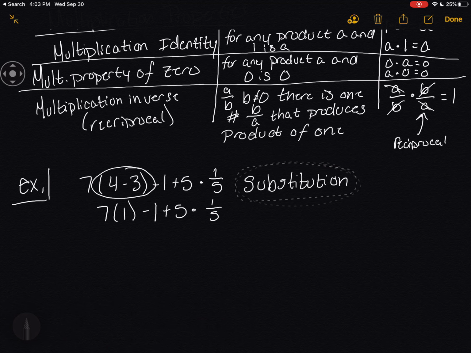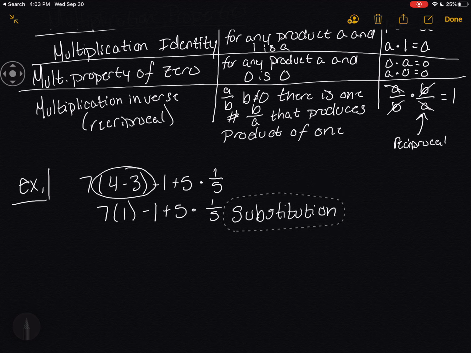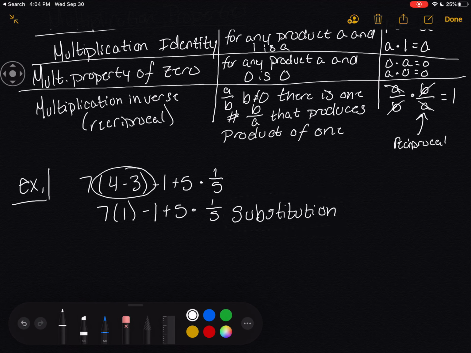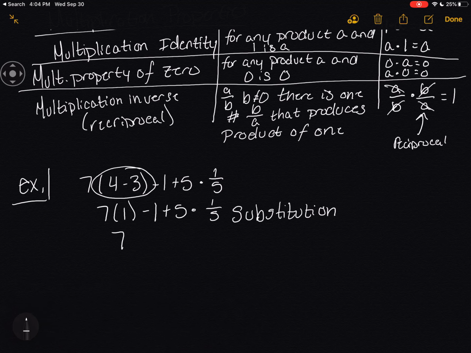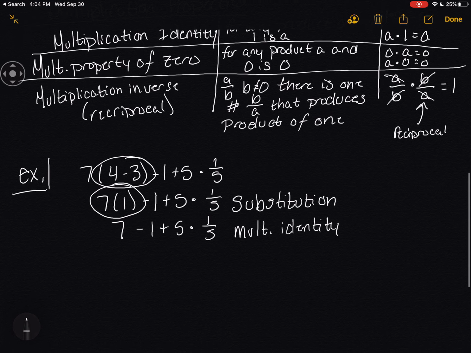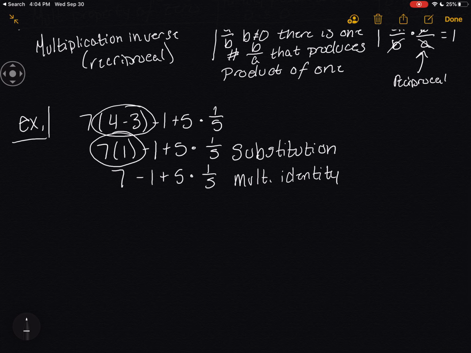I'm going to move that down there. Okay, so I have substitution. Next, I am going to have 7 minus 1 plus 5 times 1 over 5. And there, I multiply these together, so I use the multiplicative identity. And I'm abbreviating multiplying or multiplicative by MULT, so that way it's not such a long word.